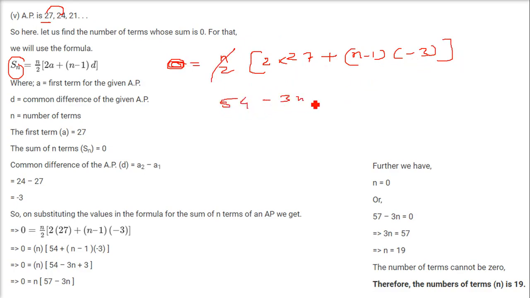And this is minus 3n plus 3 equal to 0. 54 plus 3 is 57. This is going to be 3n. n is going to be equal to 19. So the number of terms should be 19 so that the summation or addition will become 0.